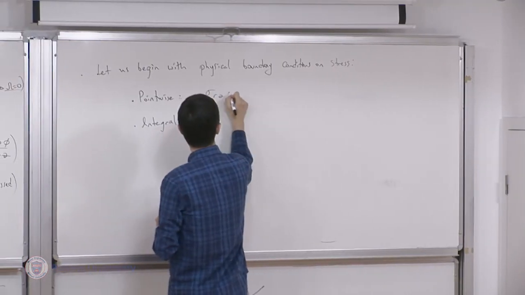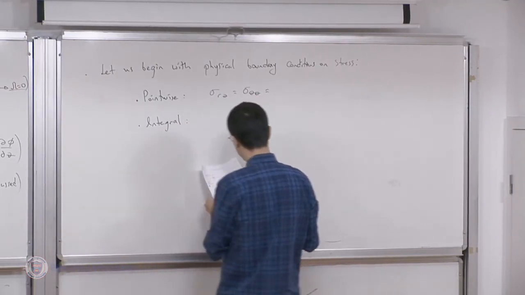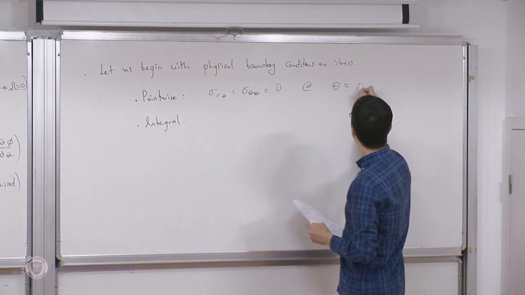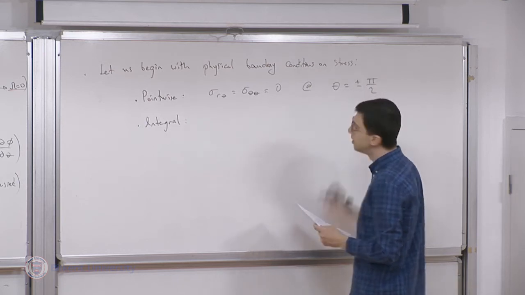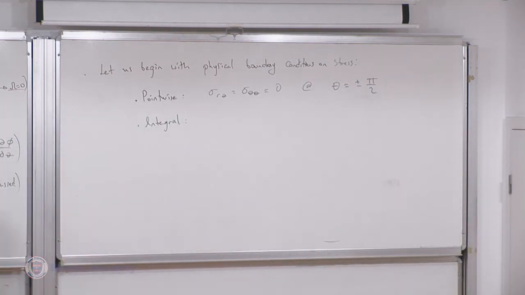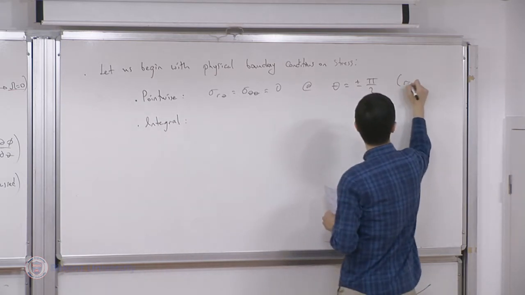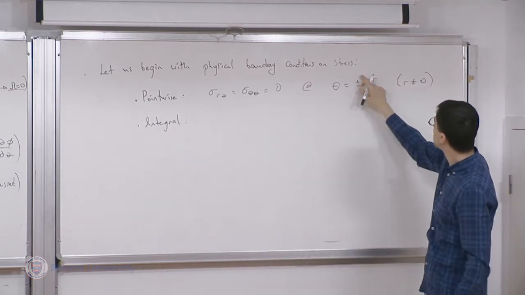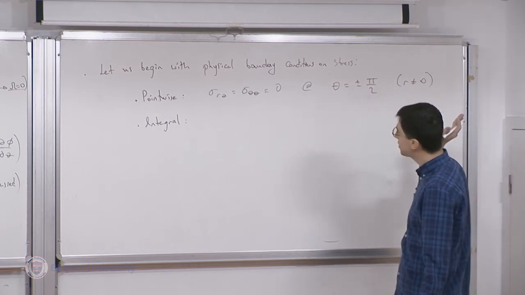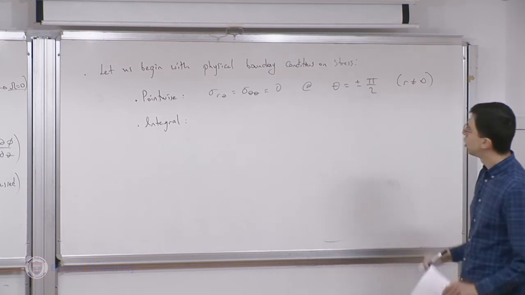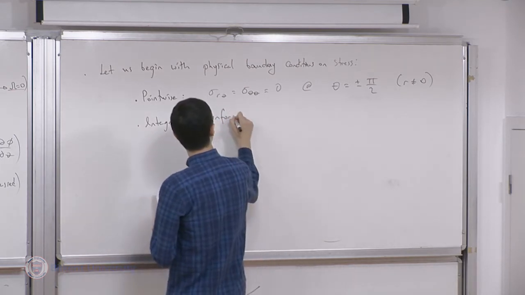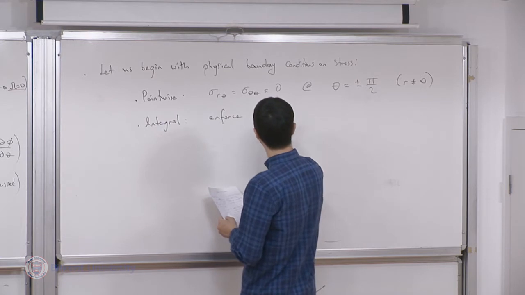So sigma r theta is equal to sigma theta theta, and it's equal to 0. And that holds at theta plus or minus pi over 2, for any value of r, except r equal to 0. Theta equals plus pi over 2 takes us to the right of the blue point, minus pi over 2 takes us to the left of the blue point. So those surfaces are traction free. And then we have the integral conditions, which is really static equilibrium.